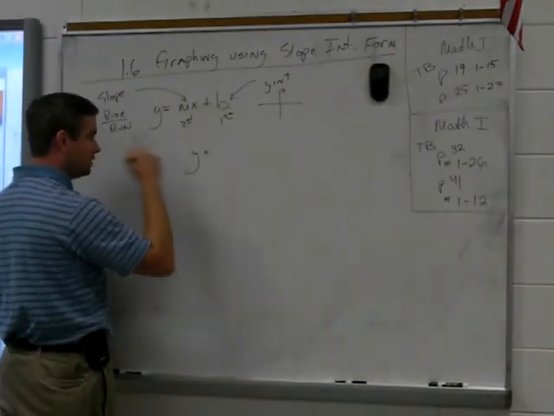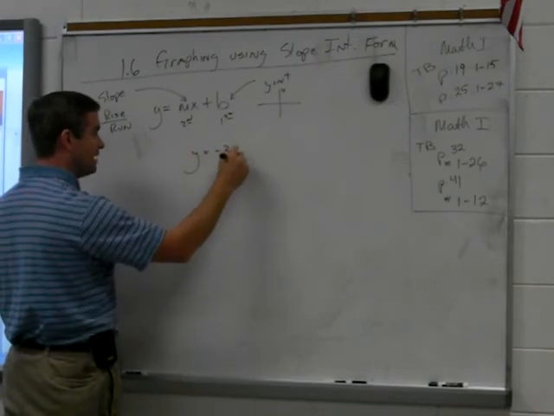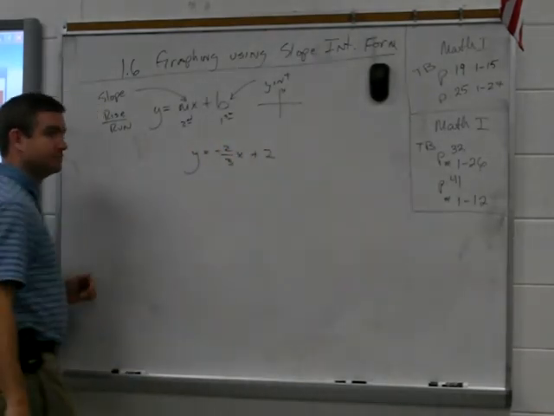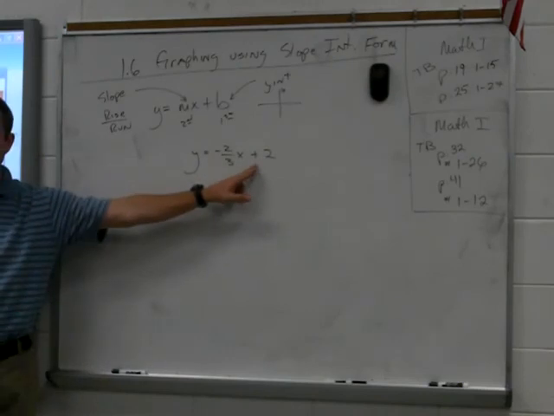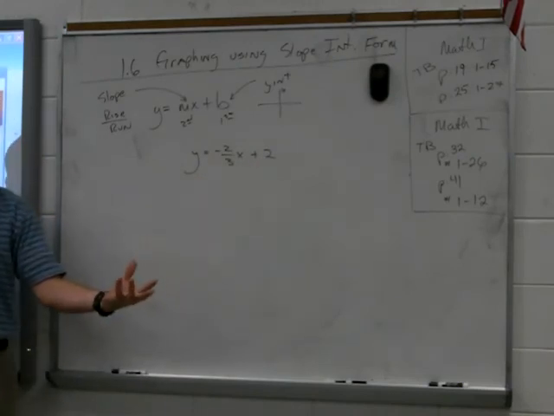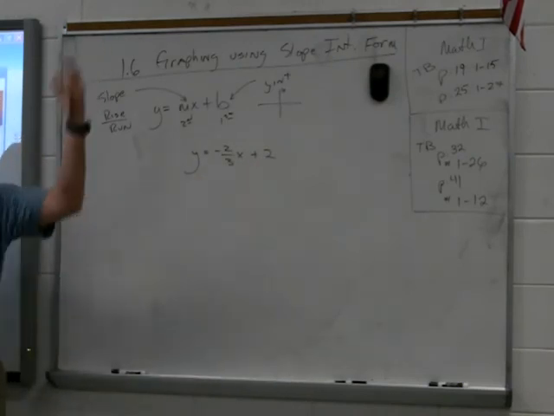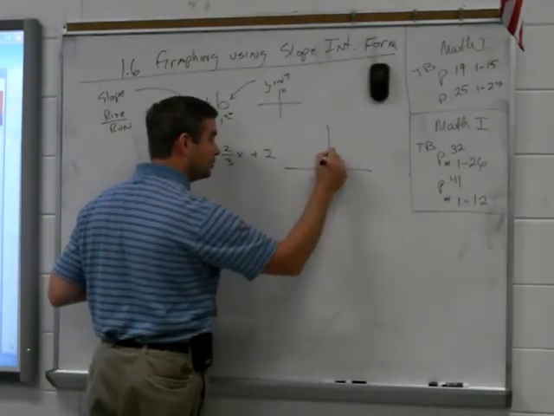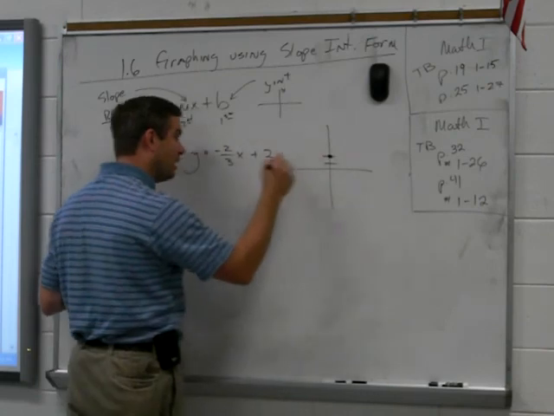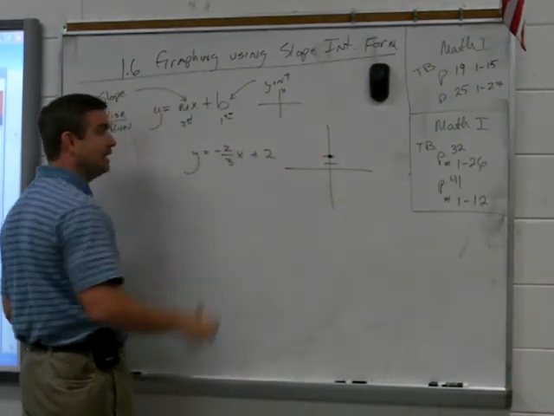Y equals negative 2 over 3x plus 2. Okay, first step, what do we do? Anybody? Plot your y-intercept, which happens to be what? 2, which means from the origin, 0, 0, what do I do? I go up 2. Here we go. 1, 2. Put a dot. Okay, go ahead and put a dot. Up 2 and put a dot.